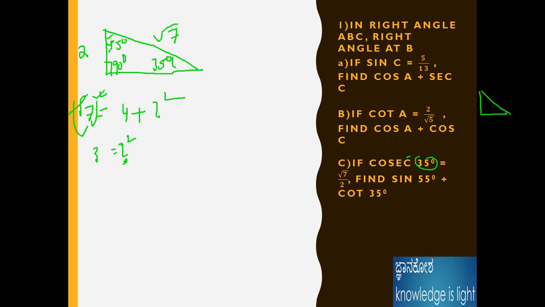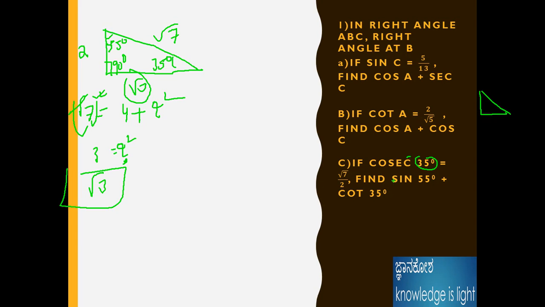This is the question mark, don't get confused. Instead of x, I am taking the question mark only, without wasting time. Therefore root 3 is the answer for this one. Here it is adjacent, now it is adjacent root 3. The question is sin 55 degree. Now I am shifting 55 degree here.